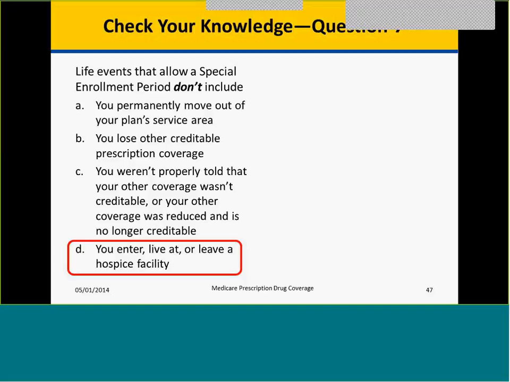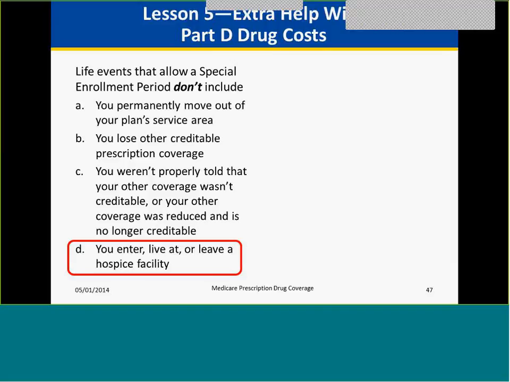The answer is D. And if you read it closely, it says you enter, live at, or leave a hospice facility. What is terminally ill? Hospice is usually care at home. Okay, now like that matters. But what happens if I were to enter, live at, or leave a nursing home, an institutional care facility? That would be an SEP. Okay?